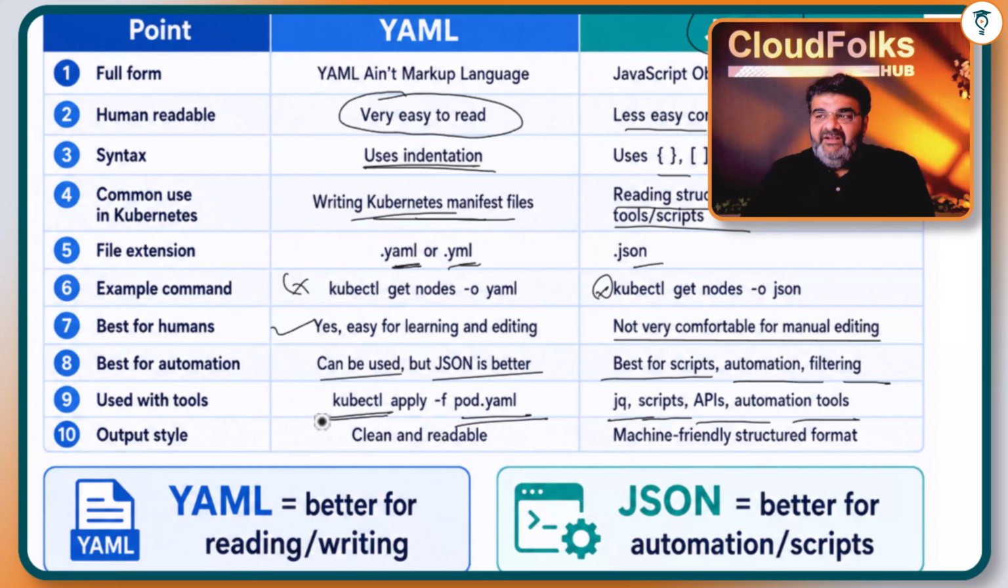Output style: when we go for the practical, you will see the output. The output of YAML is clean and readable. JSON is a machine-friendly structured format. So if you want to read the output as a human, you can use YAML. If you want to send this output to another system, you can use JSON. Now, I have provided you an overview of the differences between YAML and JSON, but the practical will provide better detail.